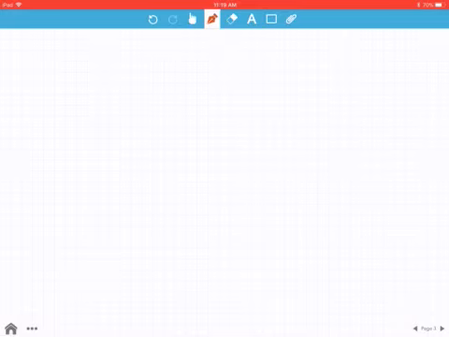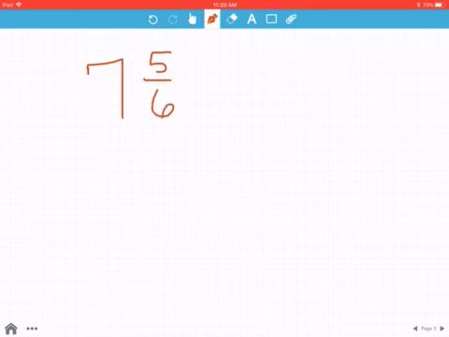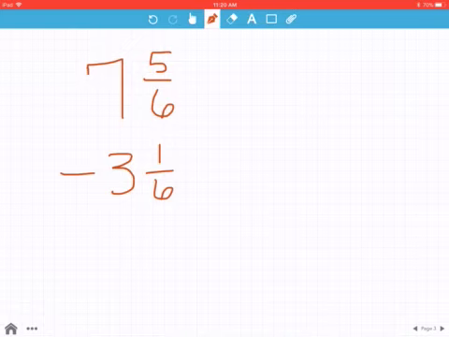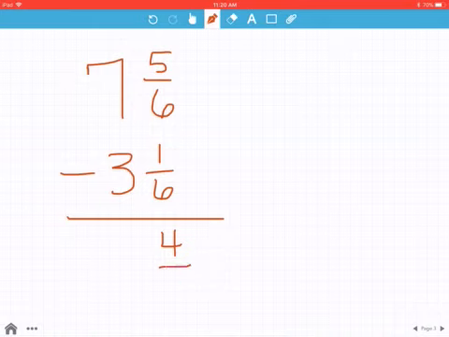Let's subtract. 7 5/6 minus 3 1/6. Again, we have the same denominator. So all I need to do is subtract my numerators. 5 minus 1 is 4. So I have 4/6 here. 7 minus 3 is 4.